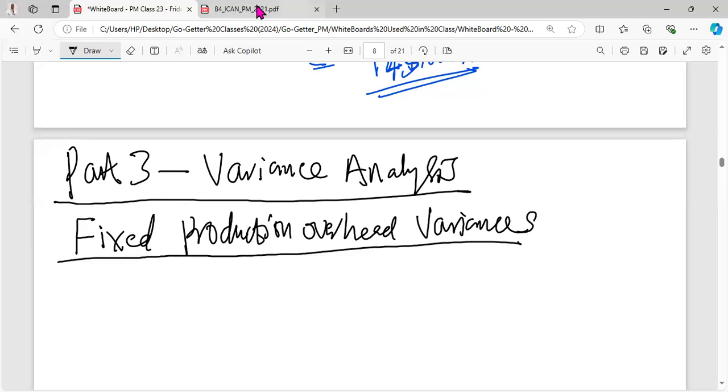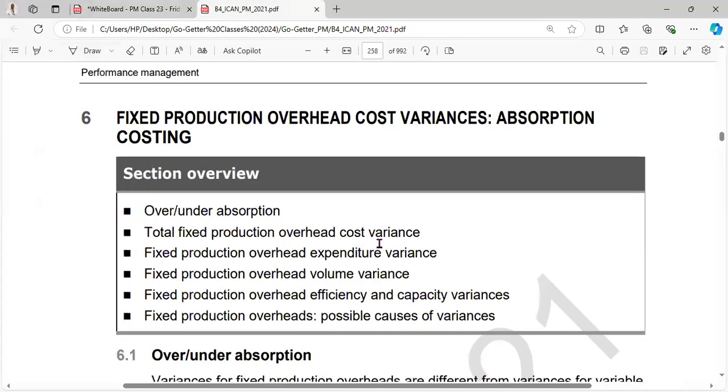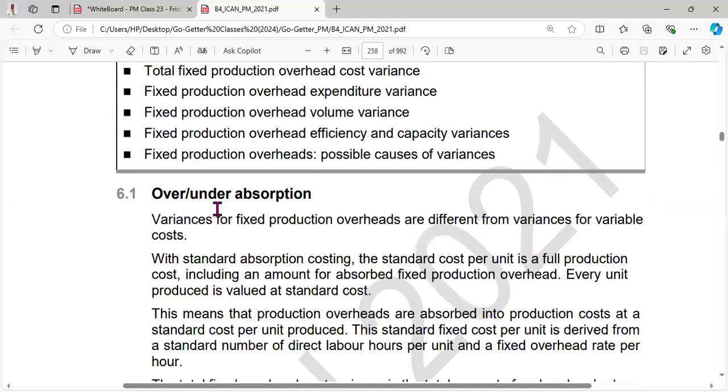So let's go back to our material. We're looking at absorption costing. We'll be looking at under and over absorption. We'll be looking at the total fixed production overhead variance, which is broken down into overhead expenditure variance, overhead volume variance, and overhead efficiency and capacity variance. And we look at the possible causes of these variances like we did before.